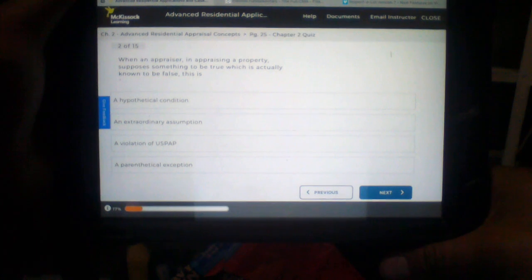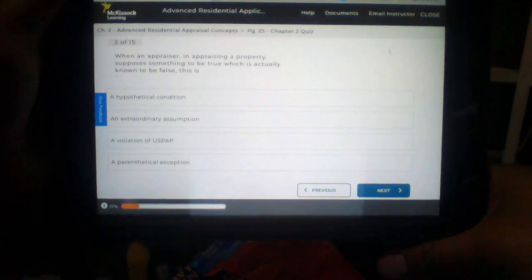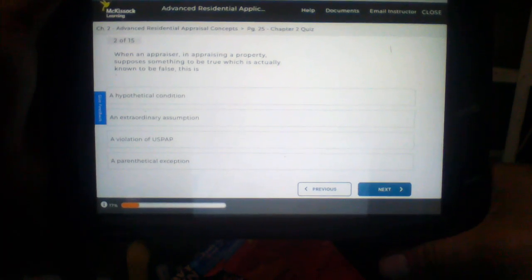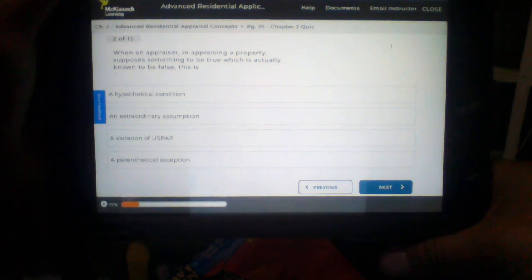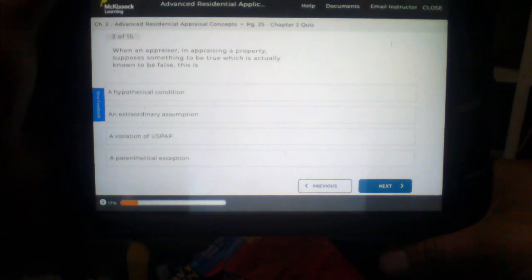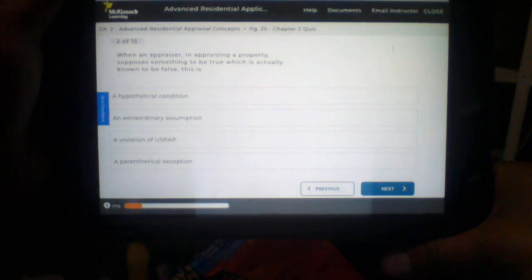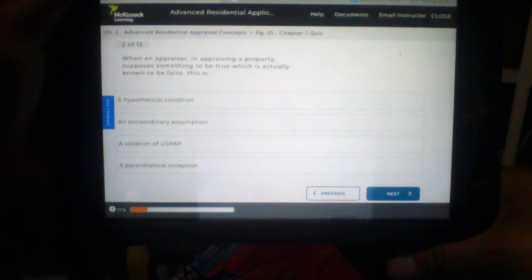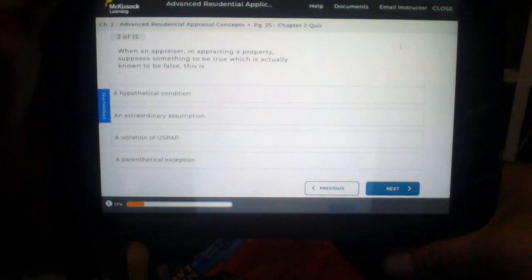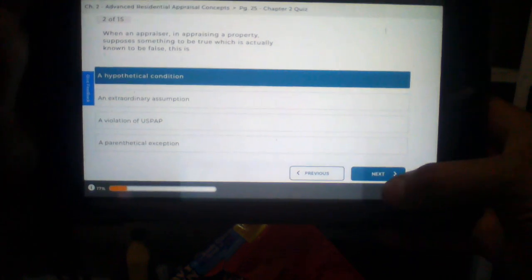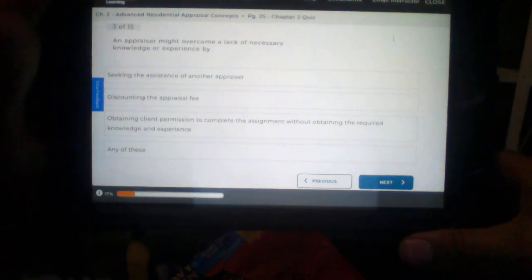Number 2. When an appraiser in appraising a property supposes something to be true which is actually known to be false, this is A. a hypothetical condition, B. an extraordinary assumption, C. a violation of USPAP, or D. a parenthetical exemption. I'm going A. a hypothetical condition.